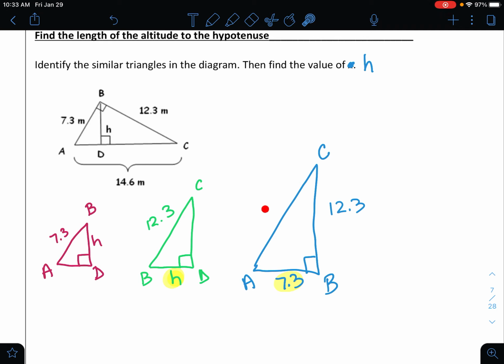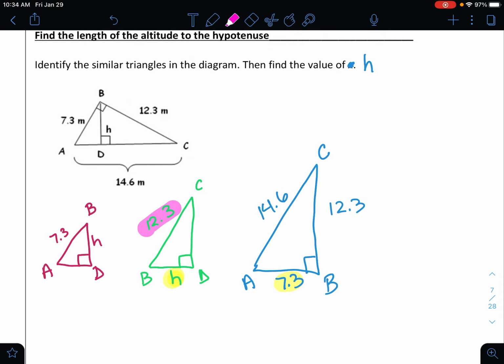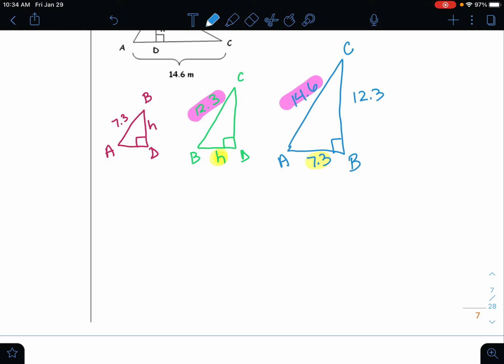Oh, wait a minute. I missed something on my picture. Let me go back. I missed 14.6 right here on AC. Let's add that in there. Now I have a number here and a number here, so I can use the green and the blue triangle, set up a proportion, and ratio those sides to solve for h. I can set up h over 7.3 equals 12.3 over 14.6. This is one potential setup.